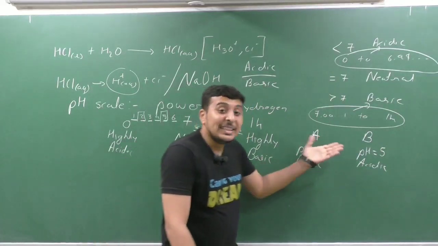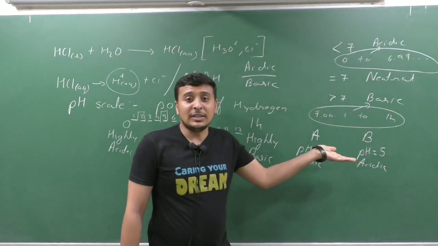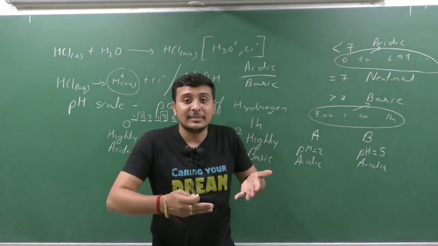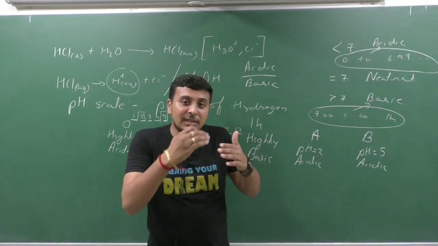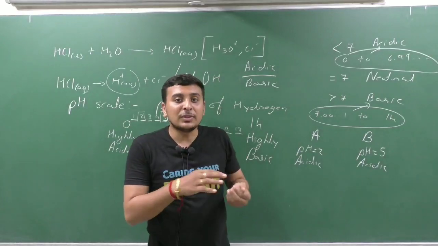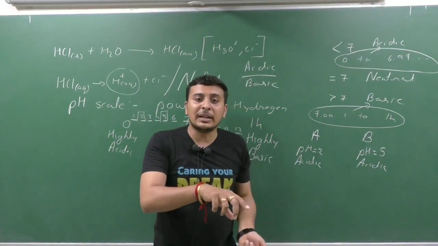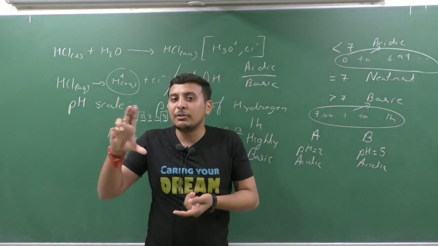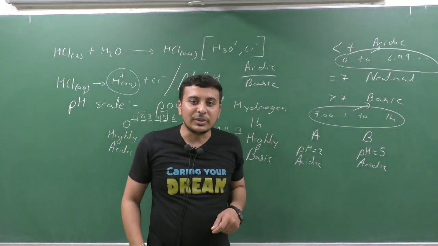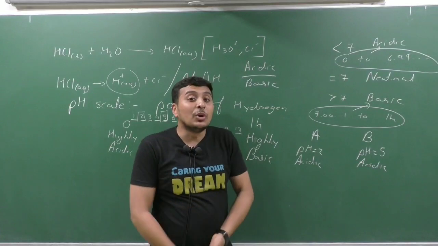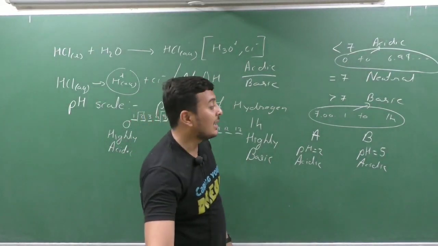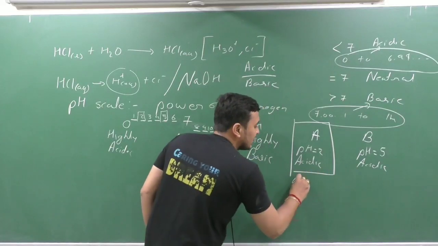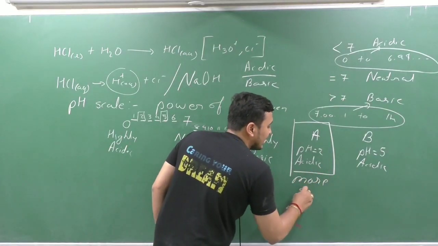Clear? But which of the following solutions is highly acidic? One can be more acidic, one can be less acidic. In one solution we have added a bucket full of acid. In another solution we have added only a test tube full of acid. So which solution is more acidic? The solution having the lesser pH. The solution having lesser pH is more acidic.